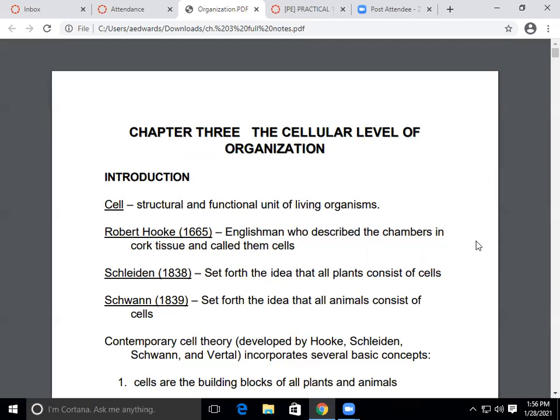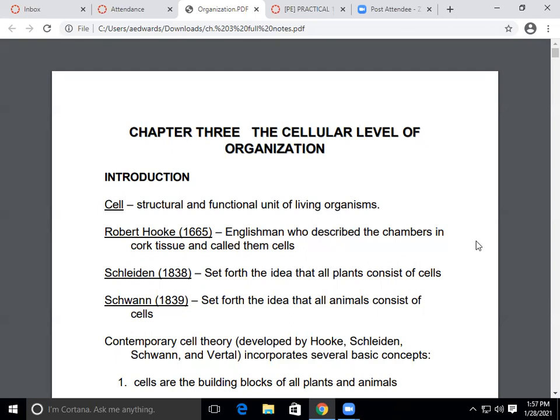He said, okay, this is a football, right? So we're going to start with this as a cell. It is the structural and functional unit of living organisms, okay? So while we have smaller levels, we consider it to be life at the cellular level. Before that, we consider it kind of just components, right?